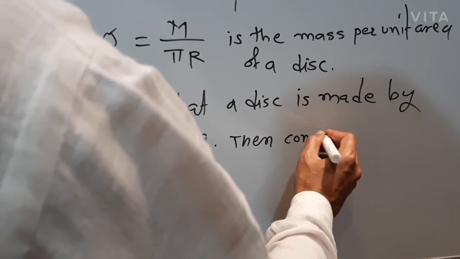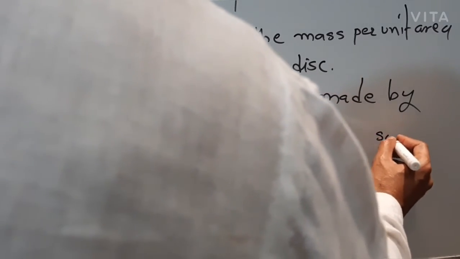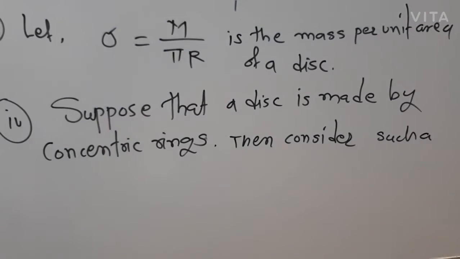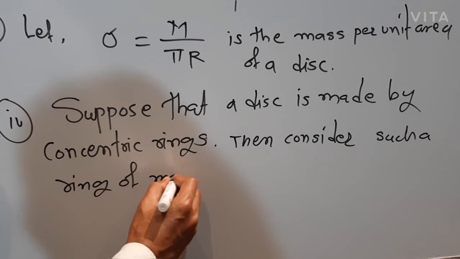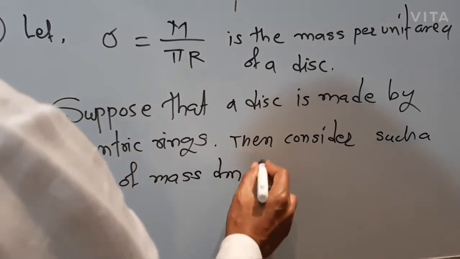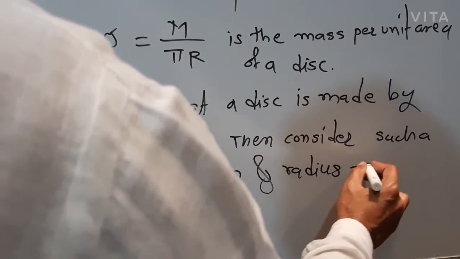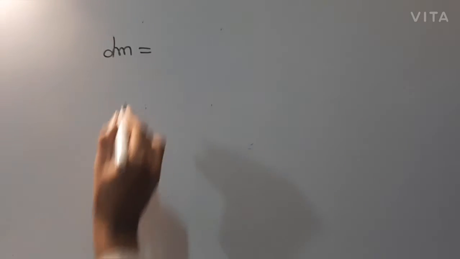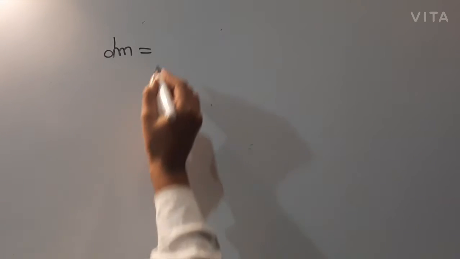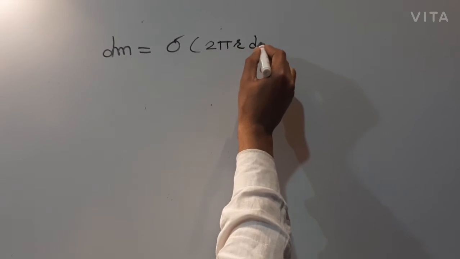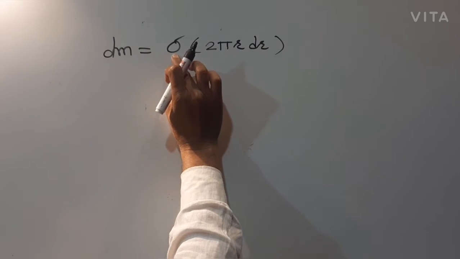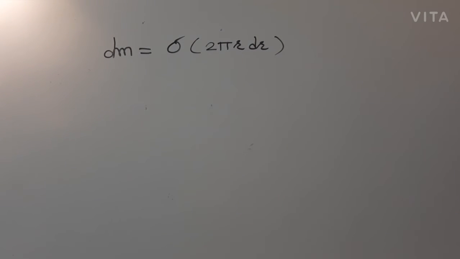Then consider such a ring of mass dm and radius small r, and the mass dm is expressed as dm is equal to sigma, the mass per unit area, into the area of the ring, which is 2 pi r into dr. This is the area of the ring, into sigma is equal to the total mass of the ring.